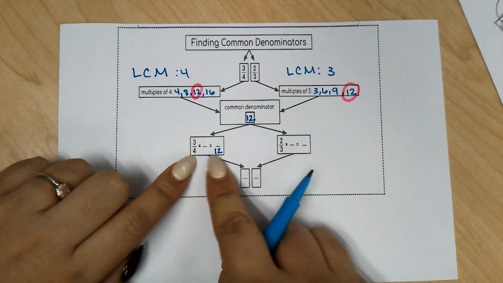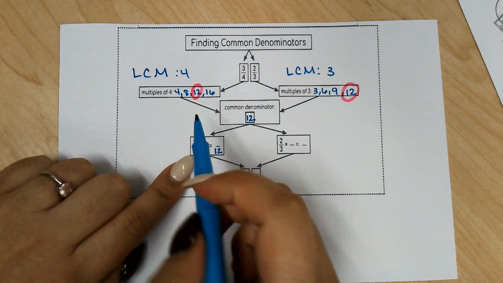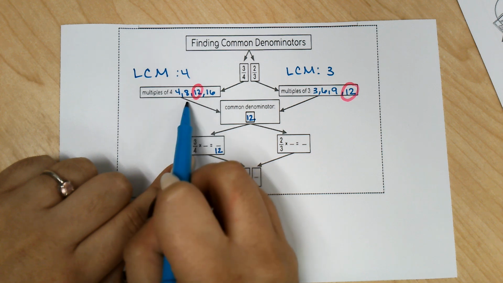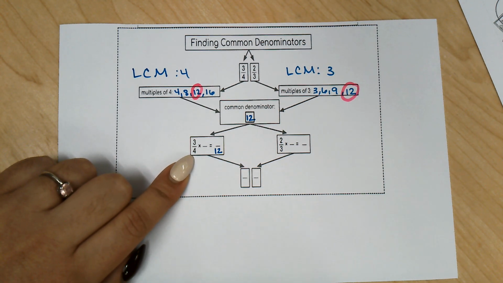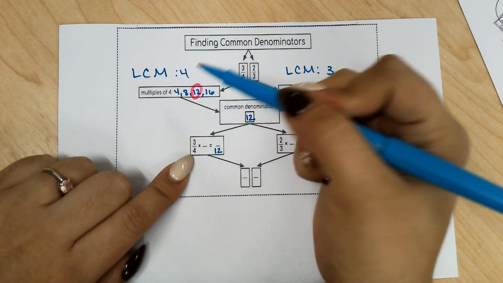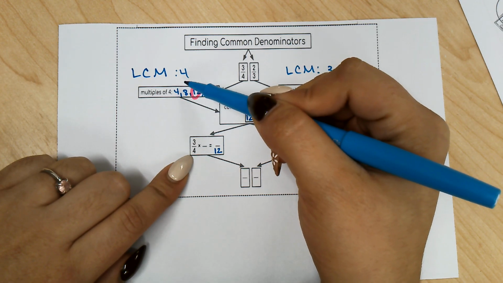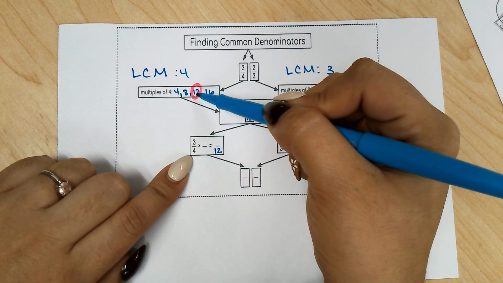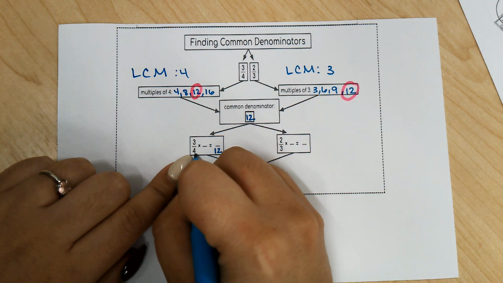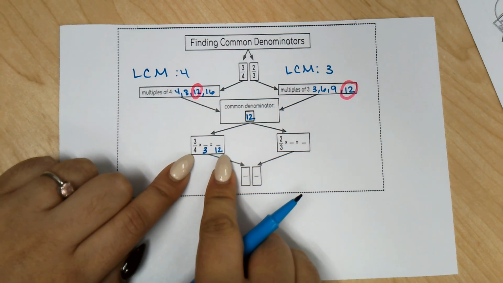So from 4 to 12, what do I need to multiply by to get to 12? This is what you're going to do. Within your multiples, you're going to look at how many times you have to multiply to get to 12. So if you think about it, 4 times 1 is 4. 4 times 2 is 8. 4 times 3 is 12. So when I fill this in, 4 times 3 is going to be 12.